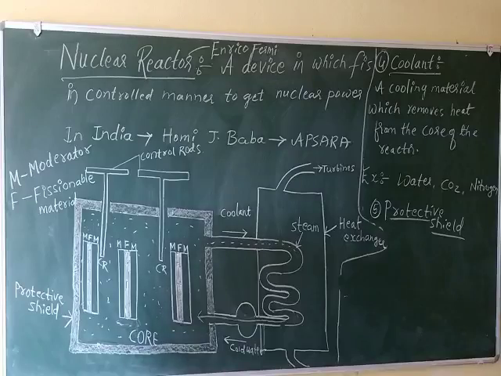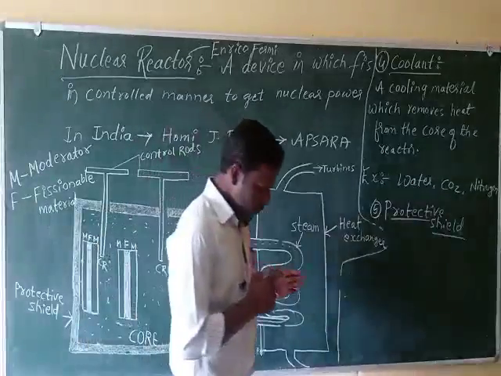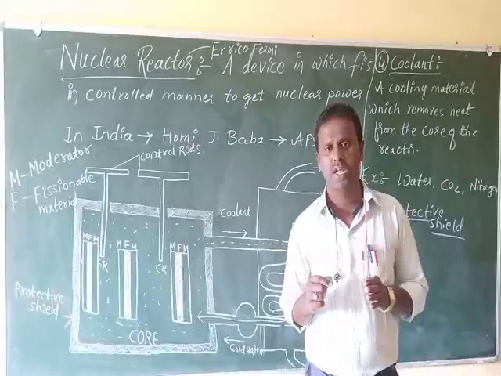Right? This is about protective shield. So what are the 5 parts of nuclear reactor? First part is fissionable material, that is, the fuel of the nuclear reactor.